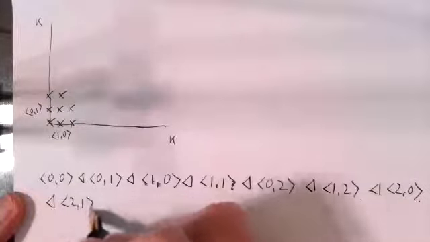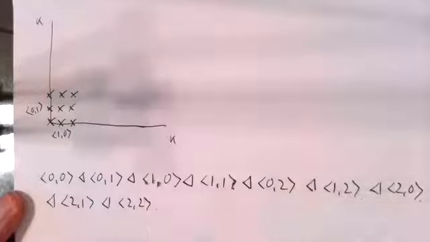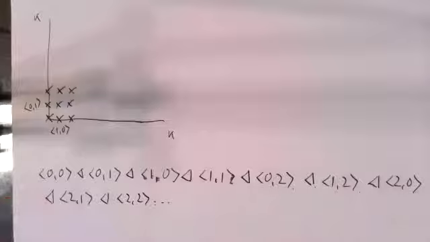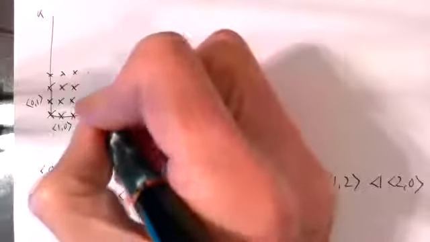And it goes up the vertical, 2, 1, and then fills in the corner, 2, 2. And that's how it continues. It goes along the top, stops before the corner, and then goes up the vertical. And then finally finishes off the corner.